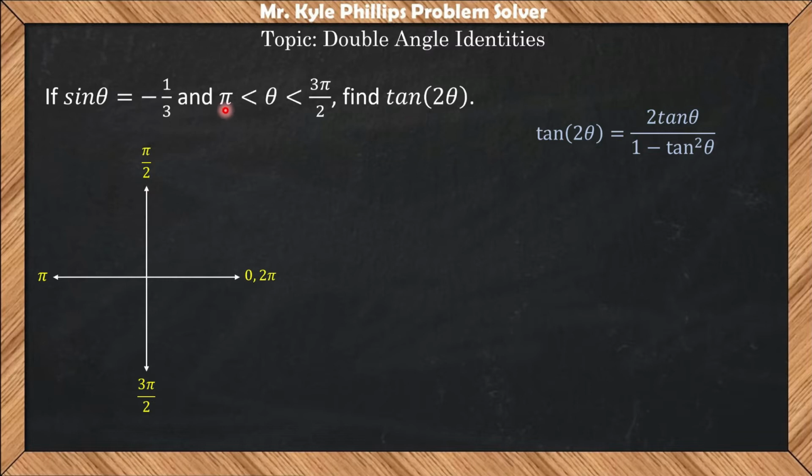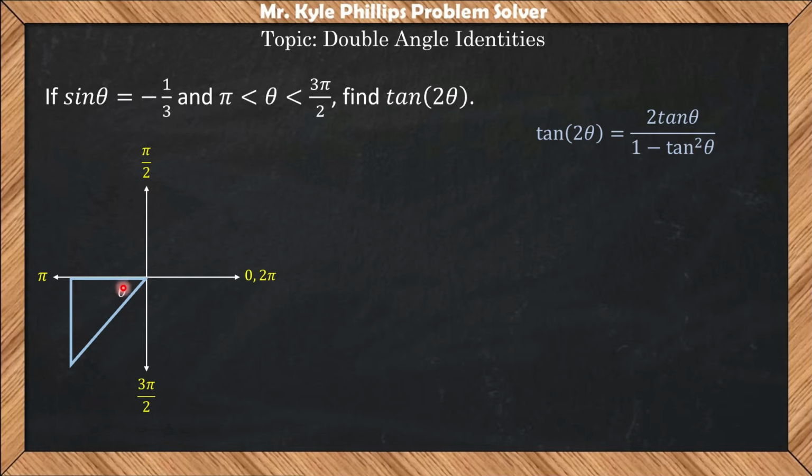So remember here, when they're bounding our quadrants, they're telling you which quadrant your reference angle is in. So if I'm in between pi and 3 pi halves, then I'm going to be here in quadrant 3. So I'll go ahead and draw my triangle here, and then I'll place my reference angle by the origin.